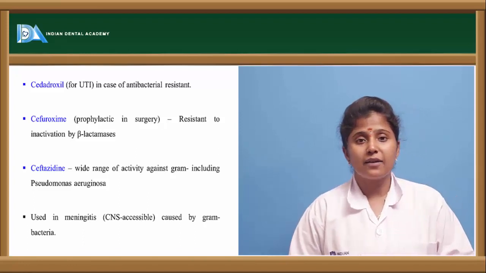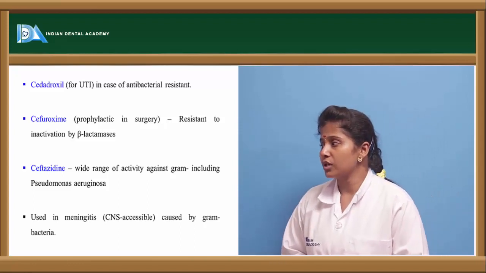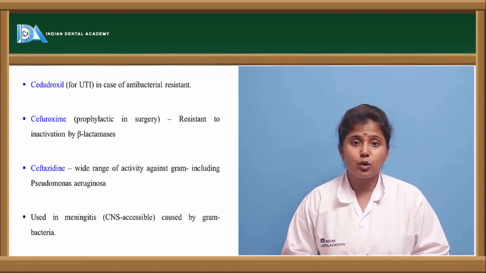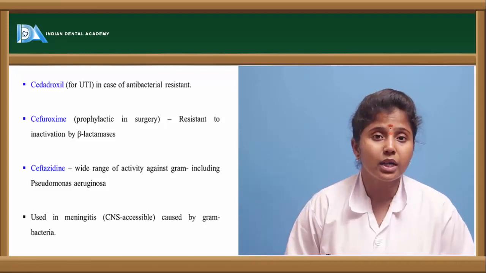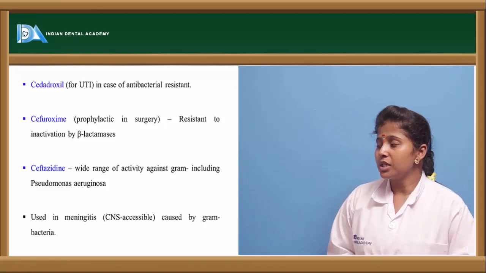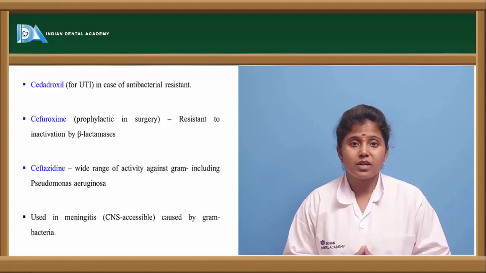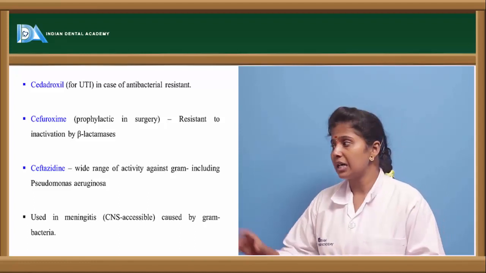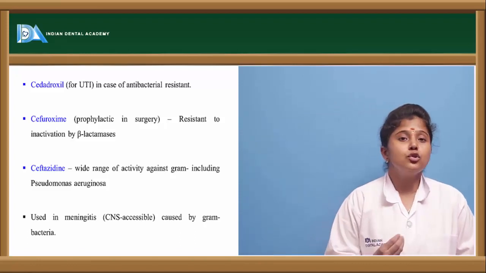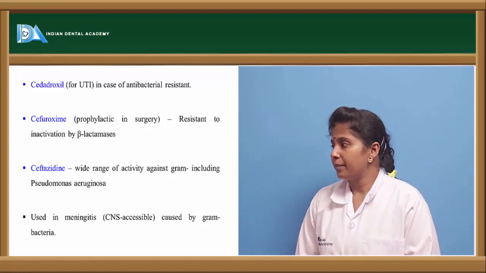If we take a few of the cephalosporins, like cefditoren, which is used against UTI infections, and cefuroxime, which is used as a prophylactic agent in surgery, it is resistant to inactivation by beta-lactamase. So this is one drug which is not inactivated by the beta-lactamase enzyme. And ceftazidime is used for a wide range of activity against gram-negative bacteria. So this is a wide spectrum cephalosporin. It is used against a wide range of bacteria, even the species Pseudomonas aeruginosa, and it is used to treat even meningeal infection because it can easily cross the blood-brain barrier.